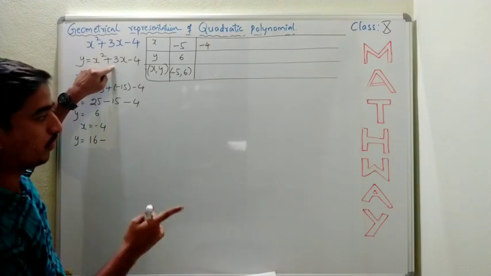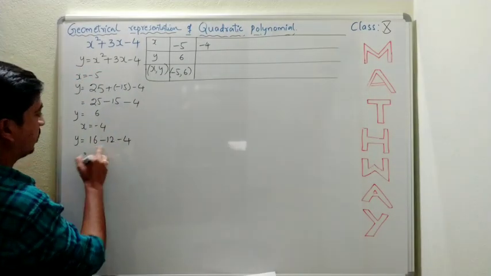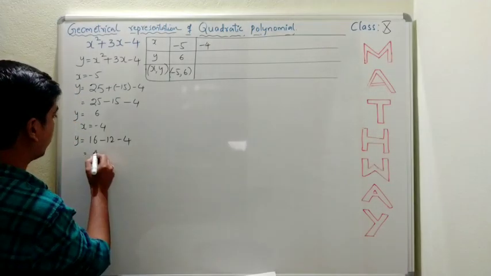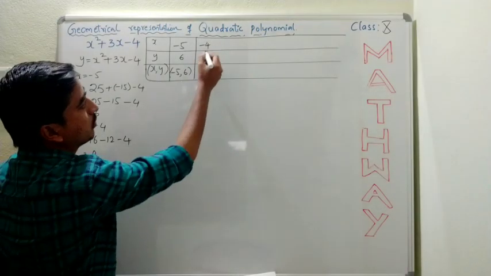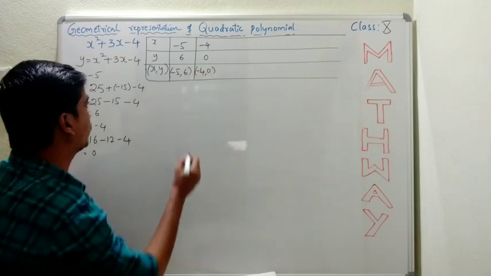3 into minus 4, 3 4 is 12. Minus 12 minus 4. 16 minus 12 is 4. 4 minus 4 is 0. So when x equals minus 4, y equals 0. The coordinates are minus 4 comma 0.